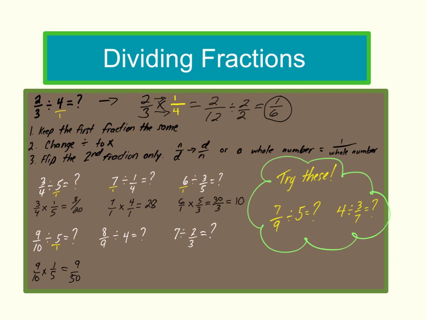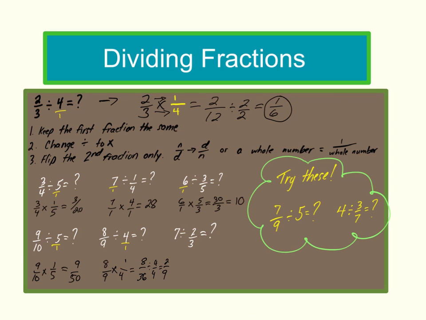Now we keep moving here. We have our first fraction. We keep it the same, 8/9. Switch it to multiplication. And our 4 over 1 becomes 1/4. Multiply straight across, we get 8 over 36. We can simplify by doing 4 over 4, which equals 2/9.